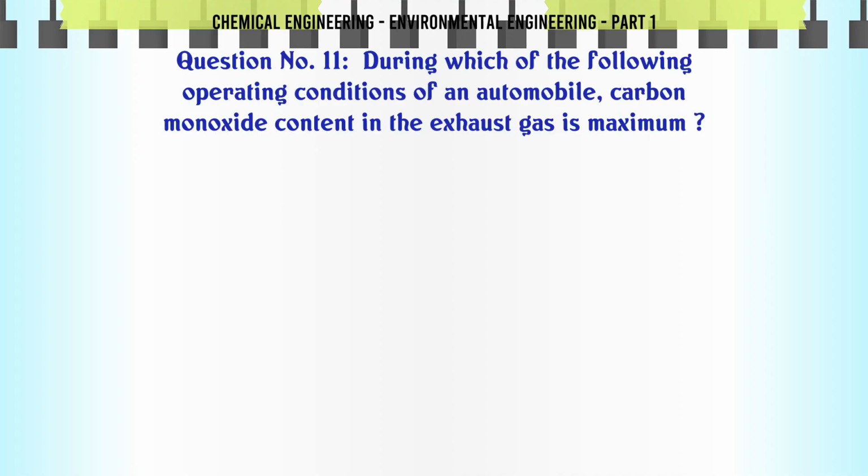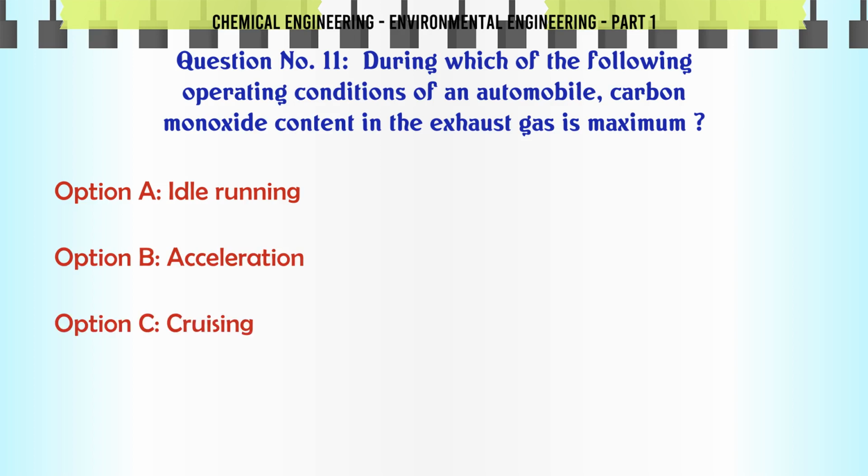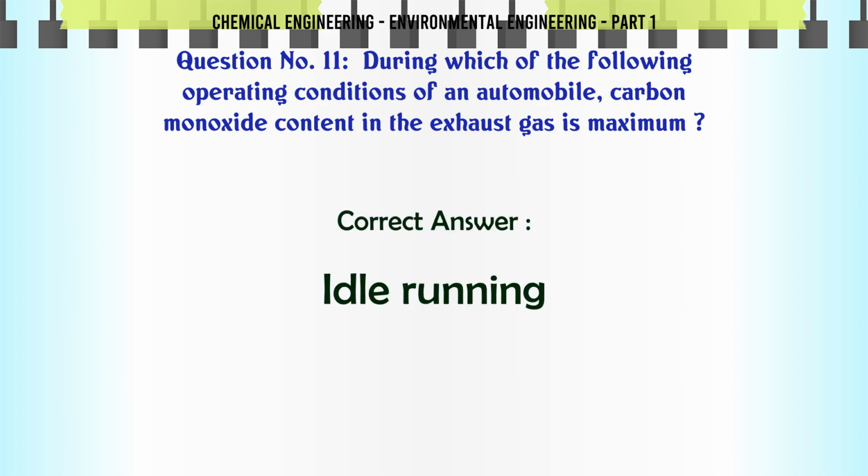During which of the following operating conditions of an automobile, carbon monoxide content in the exhaust gas is maximum? A. Idle running. B. Acceleration. C. Cruising. D. Deceleration. The correct answer is idle running.